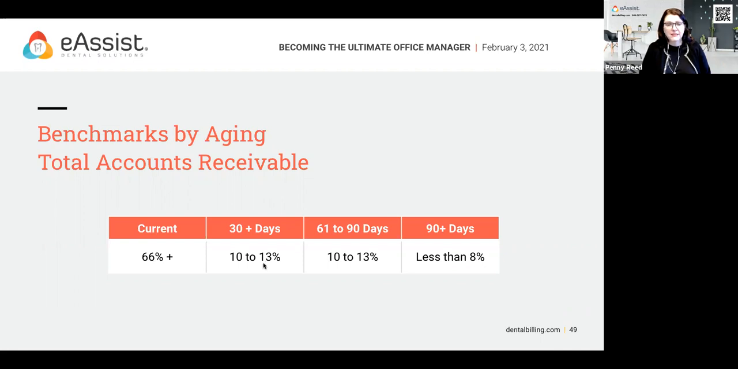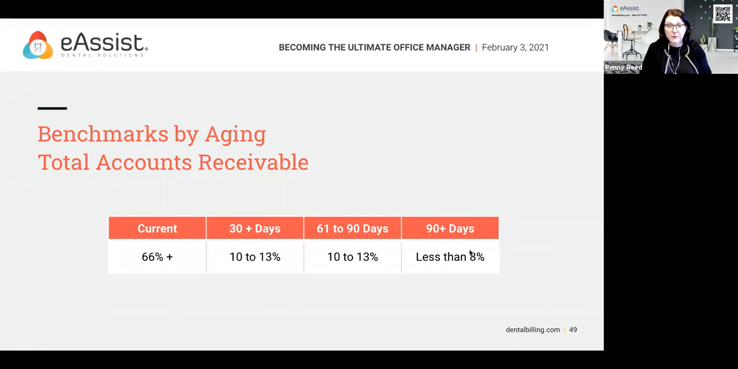30 to 60 should be about 10 to 13%, and so should 61 to 90. The reason for that is if we can manage that as an office in those categories, then it keeps us from getting to that 90 plus, where now we've got things that are beyond 3 months old. These are national collection statistics: when an aged balance, not an ortho balance or something where we have ongoing treatment, reaches 90 days or greater, there is a 33% or less chance that it will ever be collected.